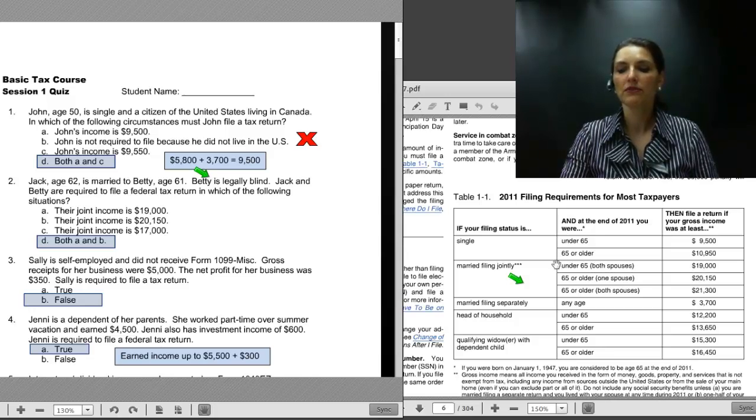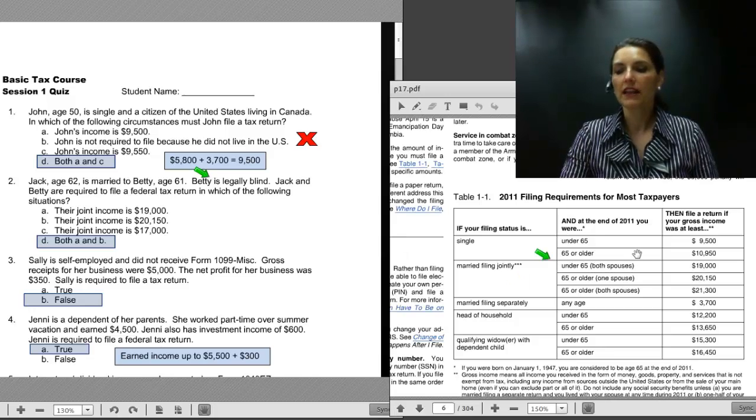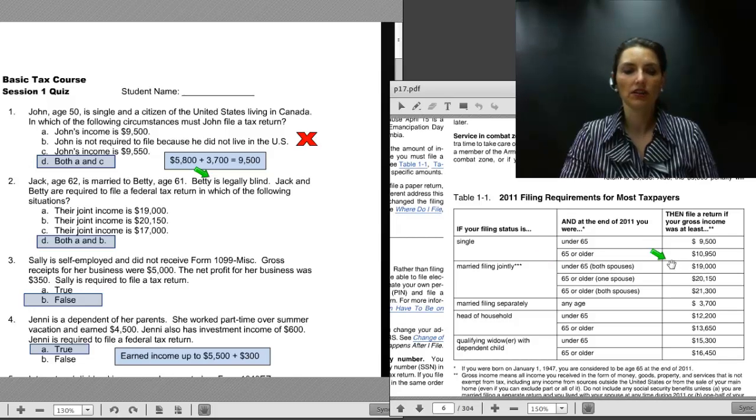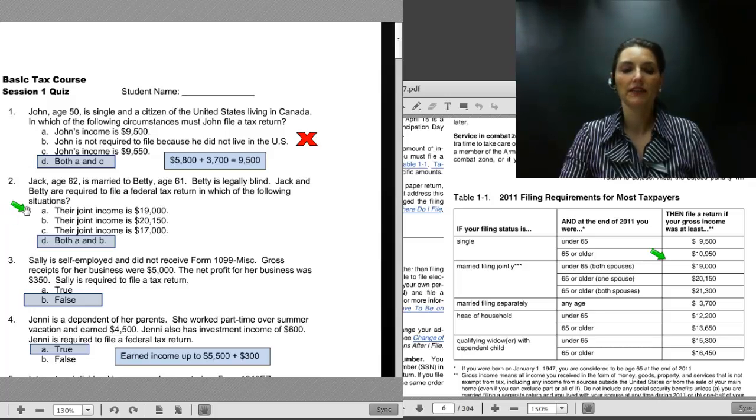married filing joint where both are under age 62, and the filing requirement is $19,000. So if their income is $20,150, they're required to file. If their income is $19,000, they're required to file, and that's why both A and B are the correct answers. But if their joint income is only $17,000, they wouldn't be required to file.